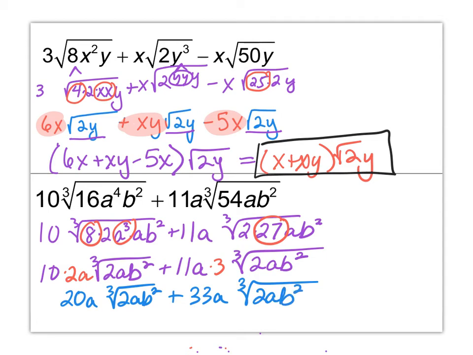Now do notice that we have like terms here. We have the same index and the same radicand, so we can add these together. And we have 20a of the first radical plus 33a of the same radical. So we can combine them to a single radical to get 20a plus 33a, or 53a, times the cubed root of 2ab squared.